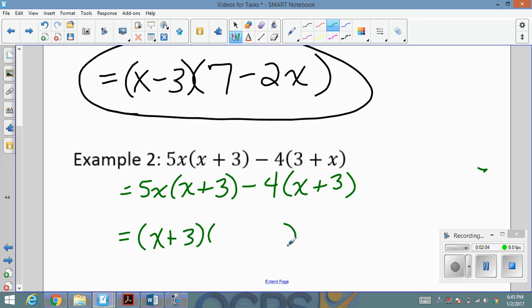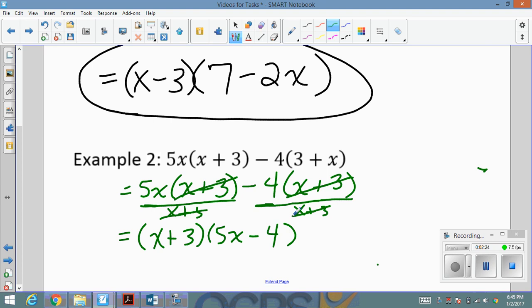And what I'm going to be left with is 5x minus 4. If you need to show the step where you actually divide by your x plus 3, then do that. And that'll lead you to your final answer. Let's do a couple more examples with this.